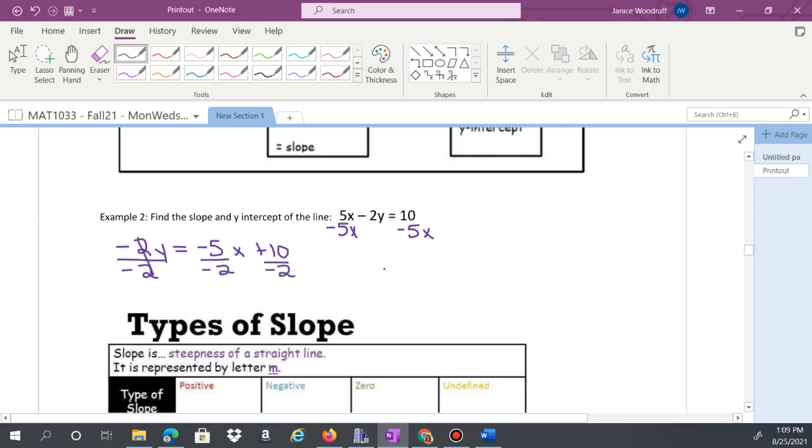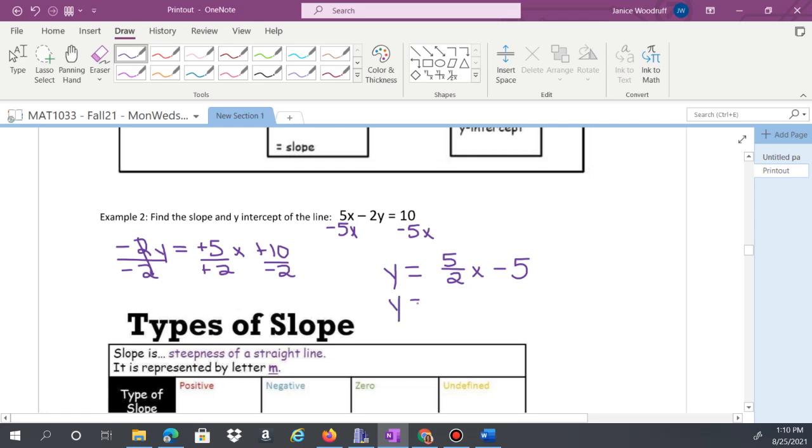That's going to give us y equals negative 5 over negative 2. That double negative there again is going to become positive. It's going to be 5 over 2 x, and then 10 divided by negative 2 is negative 5. So we're going to have 5 over 2x minus 5. Then we want to identify our slope and our y-intercept.